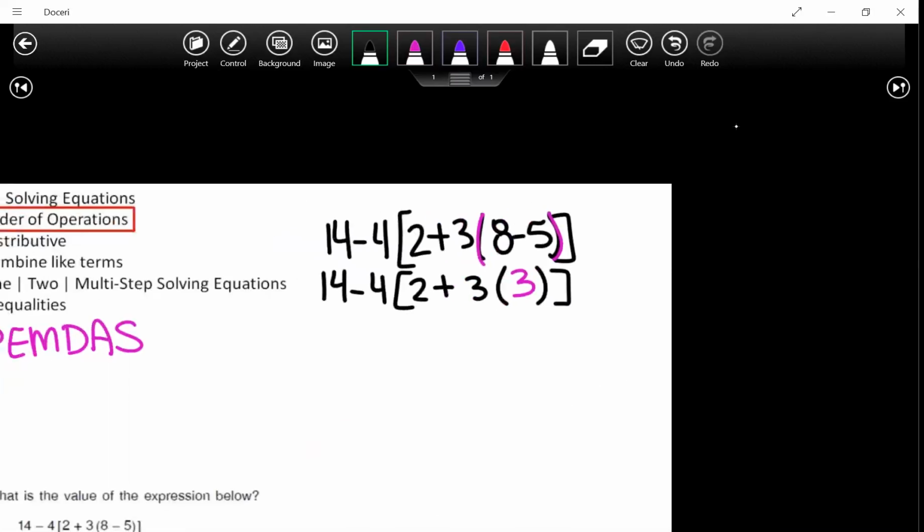So this is parentheses, okay? Then we have parentheses one more time, which is in our square brackets. Within that square brackets, we have to do order of operations within there. That tells me I want to do my parentheses, then multiplication. So 3 times 3 is 9. I'm going to rewrite everything.